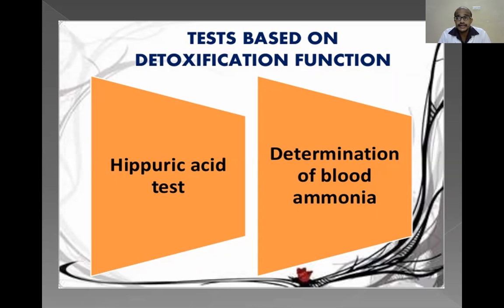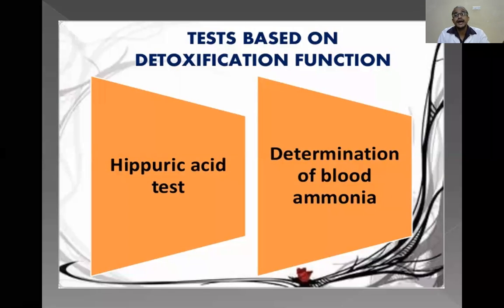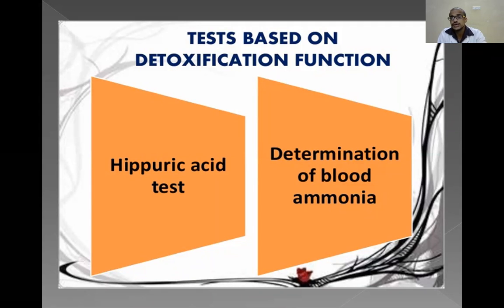So when there is any defect in the liver, in the detoxification function of the liver, then this ammonia can't be converted to urea by the urea cycle, because the site is the liver only. If the detoxification function is affected, the urea cycle is affected, and the ammonia levels will be increased in the blood. So by this, we can tell there is a defect in the detoxification function of the liver.